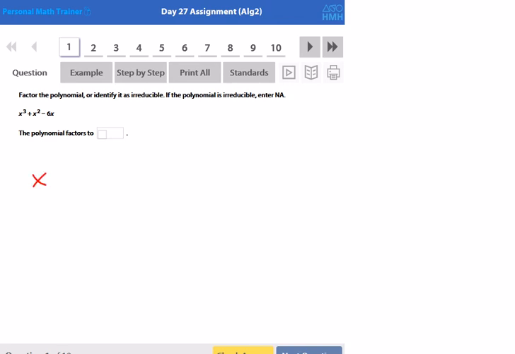So the first thing I'm going to do is factor out that x, and that leaves me x squared plus x minus 6. But I want to factor completely, so that x squared plus x minus 6 could possibly be factored further.